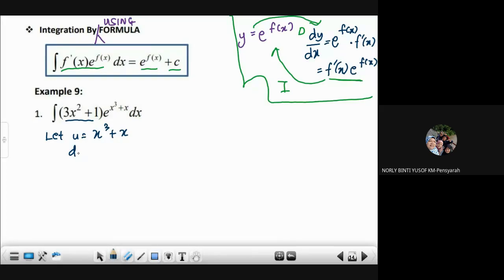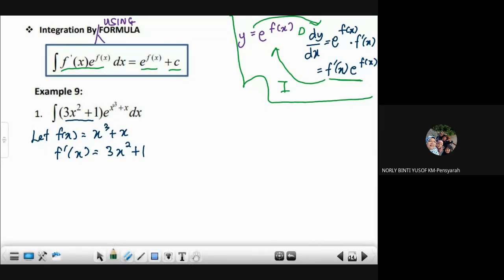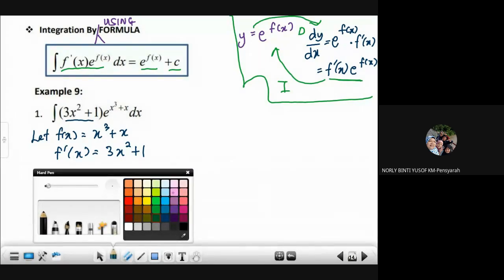So you punya f(x), bukan u, nak jadikan f, tak payah buat u. So let function f(x) equals to x power 3 plus x. So f prime x, you pun check. So dapat 3x squared plus 1. So betul that this function f(x) power tu, kat depan tu adalah f prime. Ni adalah f prime. Ini adalah f(x), e power of f(x) dalam bentuk formula ni.